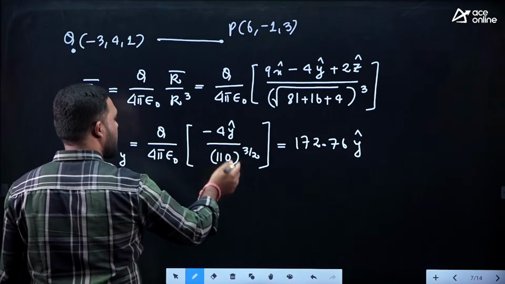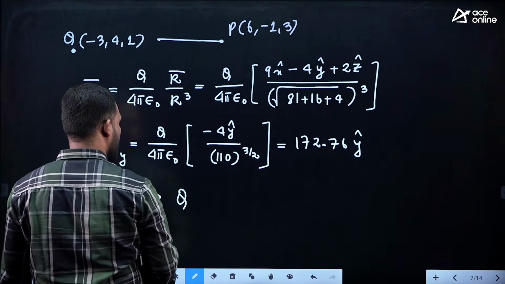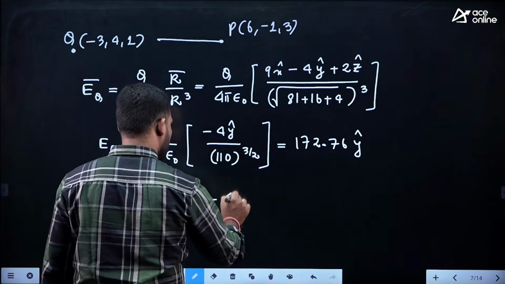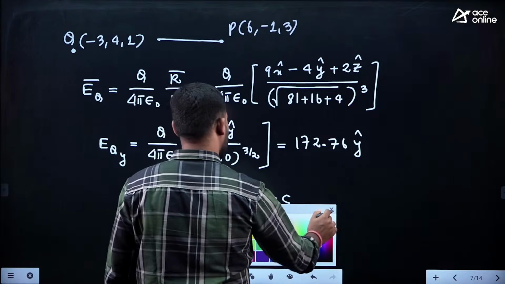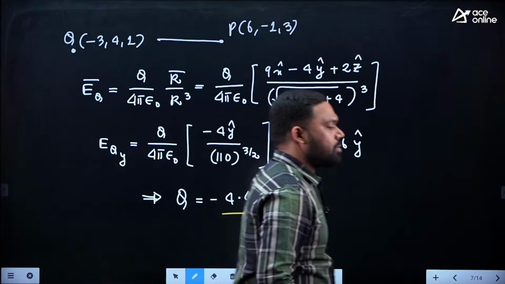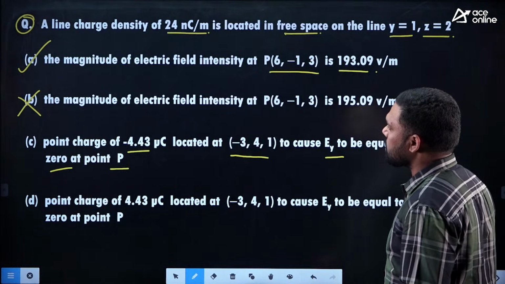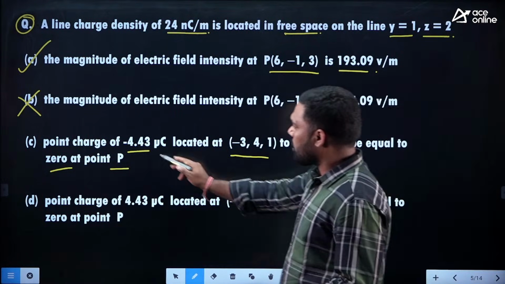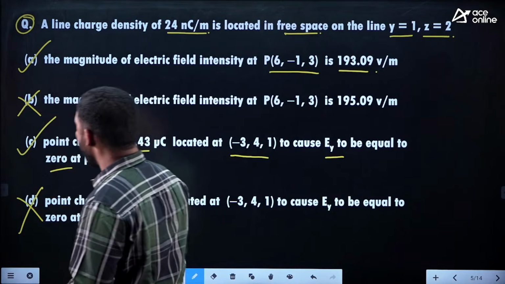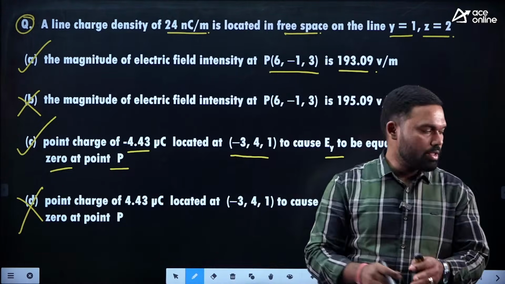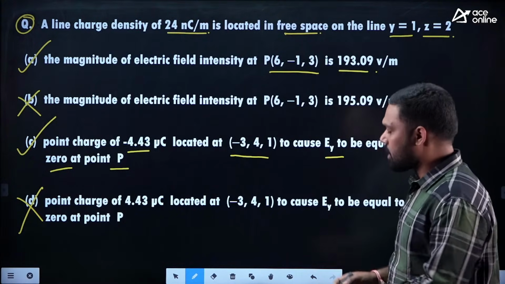From here, I am not going to do this algebra, I will leave it to you. Check out this one. My calculator is showing its value as minus 4.43 microcoulombs. So here the two options are interlinked, and in that way also the MSQs can be formed. So it is minus 4.43, not plus. So this is correct, this is wrong. Clear guys? Hope you have understood the question. Okay, let us proceed further.